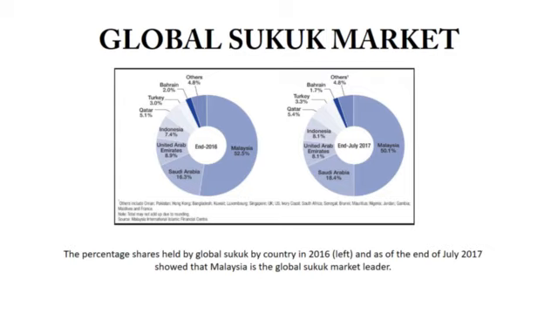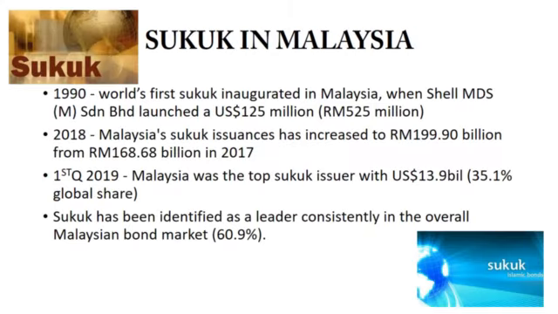As for the prospects for Sukuk in Malaysia, the world's first Sukuk was in 1990, with Shell MDS issuing a $125 million Sukuk, and since then, the market has been growing strongly. Malaysia's Sukuk issuance has increased to almost 200 billion in 2018. In the first quarter of 2019, Malaysia was the top Sukuk issuer with 35% of global share, followed by Indonesia in second with 17% and Saudi Arabia with 15.3%.